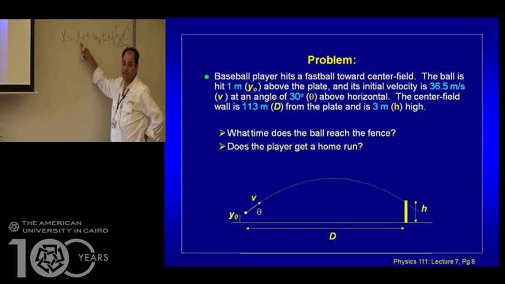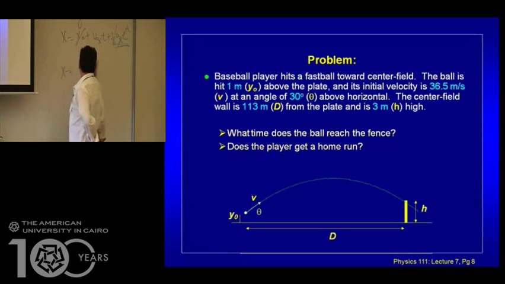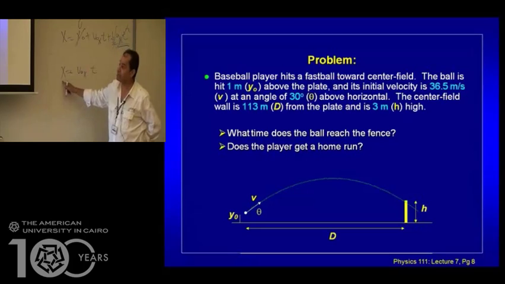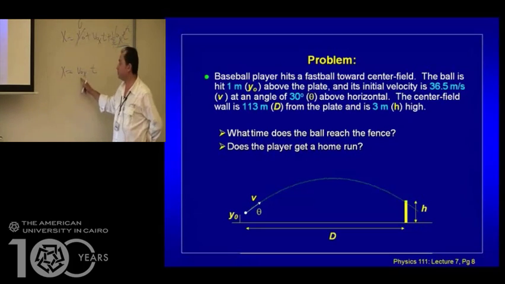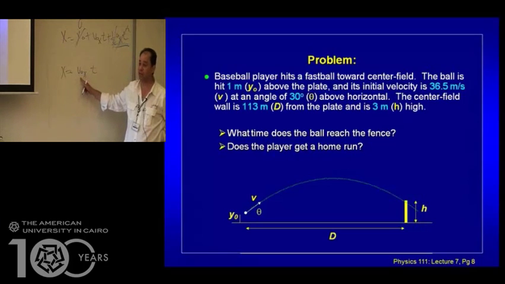It starts from the initial position x equal to 0. That means that x will equal v0x times t. Now, I know x, which is 113 meters. If I also know v0x, the initial velocity along the x-axis, this is a very simple problem. It's very straightforward. I can calculate t. Do we know the initial velocity along the x-axis? Yes.